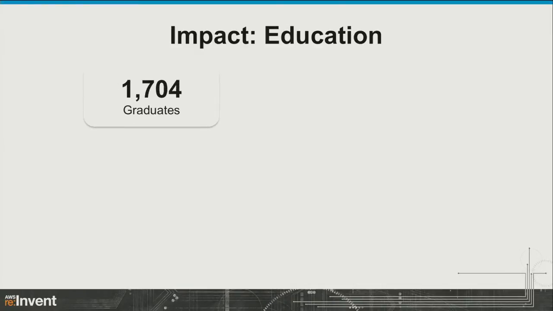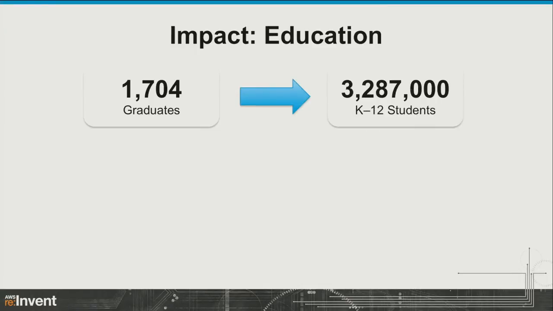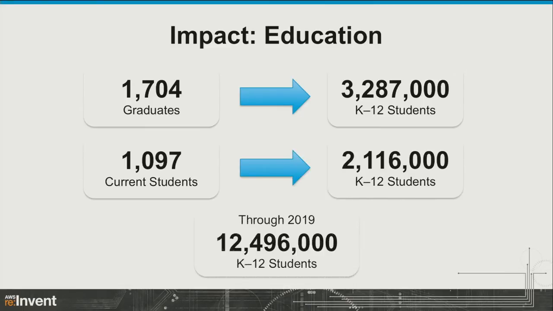We now have 1,700 graduates, which we're estimating, this is data from Redshift, is about 3.2 million K-12 lives being impacted. You have a little over 1,000 students about to graduate. So we're thinking by 2019, there'll be about 12.5 million K-12 students impacted by the Master of Arts in Teaching at Rossier, right? And these are the sort of outcomes that everyone strives for.